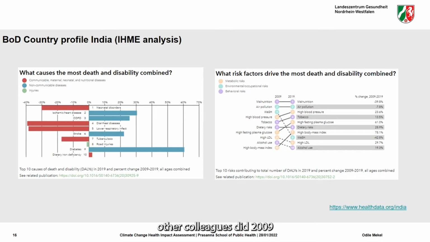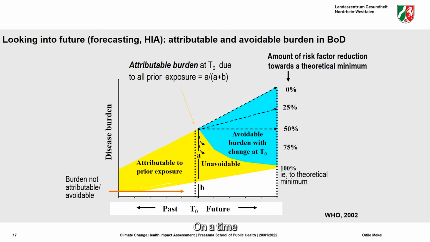And what the colleagues did was compare 2009 to 2019 analysis results. And you see here that the ranking is moving, which is really good. But what does this have to do with health impact assessment? These are modeling exercises, but they only look at the current state at a time point t0, so they calculate attributable burden.